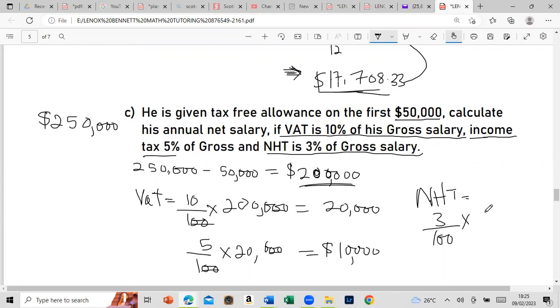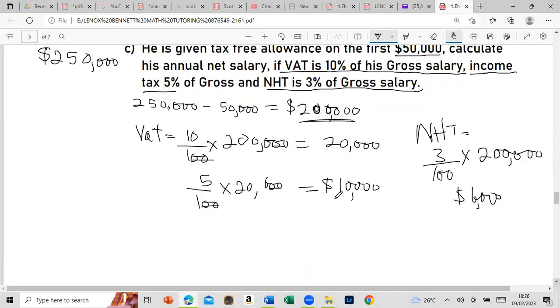Alright, and then 200. Somebody with the calculator help me again, please. 6,000. As we say, guys, that one is technical. You have your reasoning to it. Good, right? So now we don't need to know the total tax, because that's what you have to pay. So that will be 20 plus 10 plus 6. So that's 36,000.